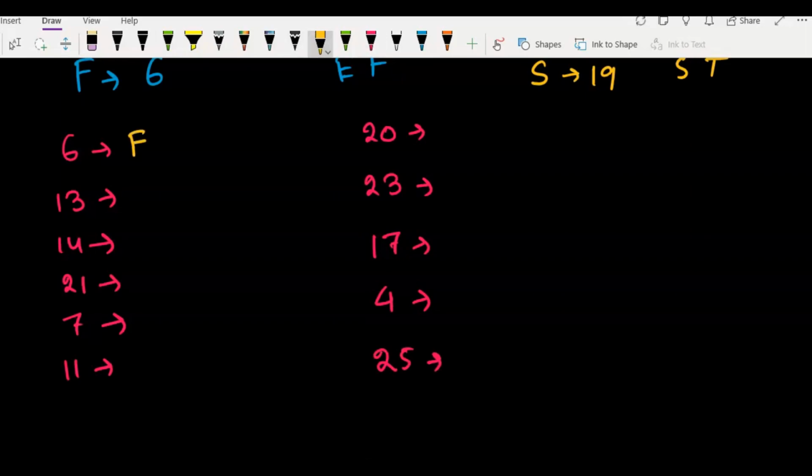6, this is for F, 13, this is M, 14 is N, this is U, 7 is for G, then 20 is for T, 23 is for W, 17 is for Q, 4 is for D, 25 is for Y. So if you do some practice, then you will remember this.